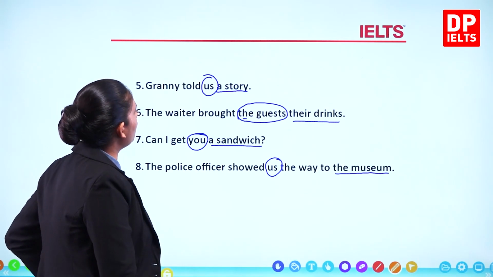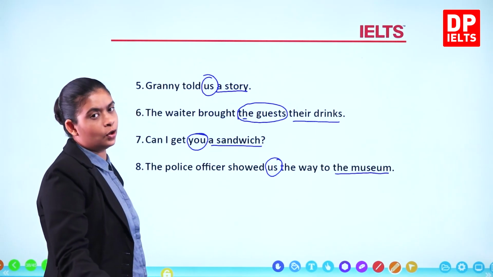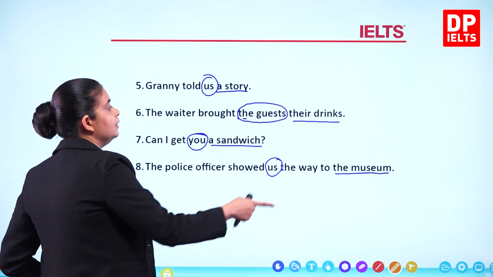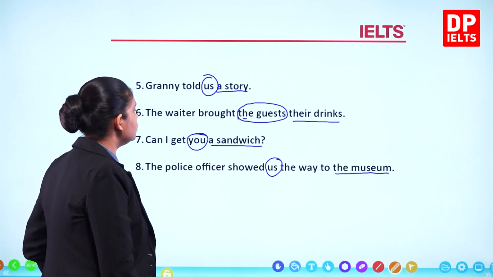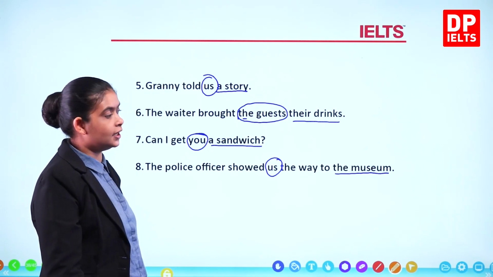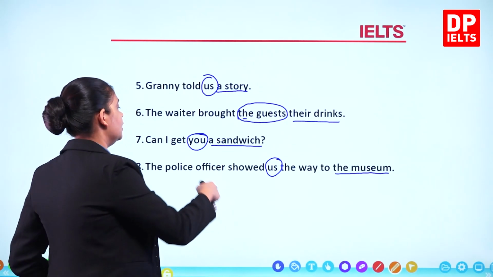The waiter brought the guests their drinks. මොනවද ගෙනාවේ waiter? ඒගොල්ලෝගේ drinks ටික. කාටද? The guestsලට. Can I get you a sandwich? මට ඔයාට sandwich එකක් ගෙනත් දෙන්න පුළුවන්ද? මොනවද? Sandwich එකක්. කාටද? you.